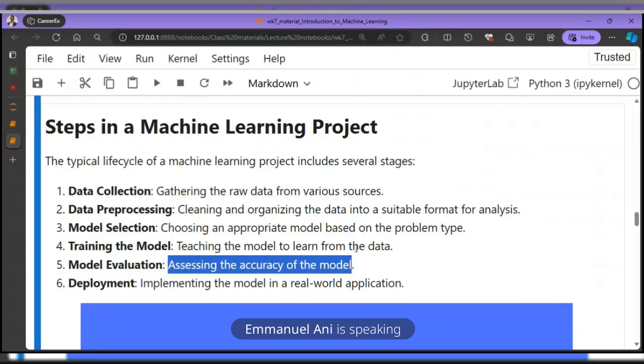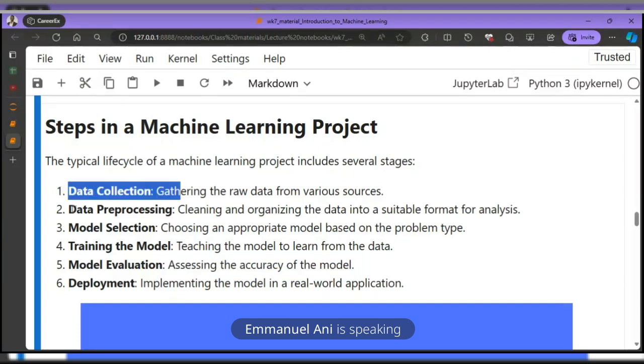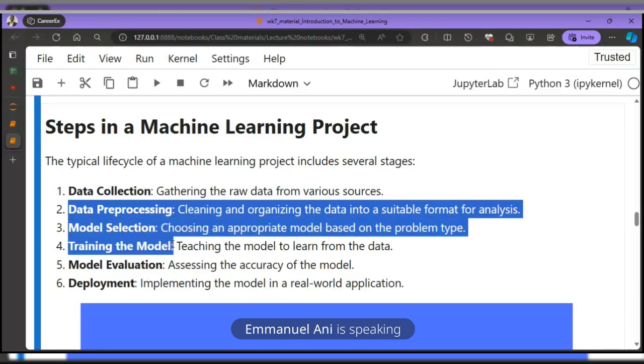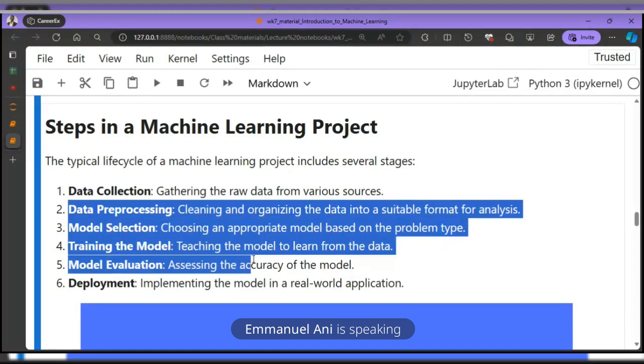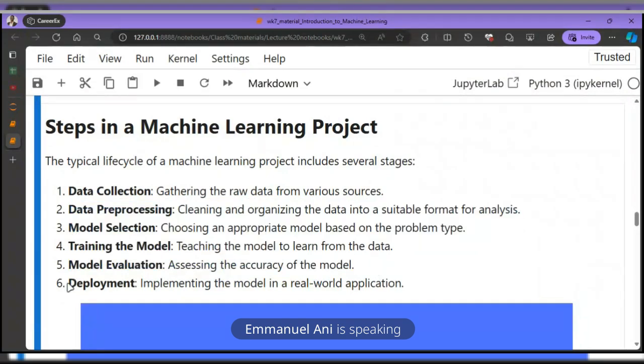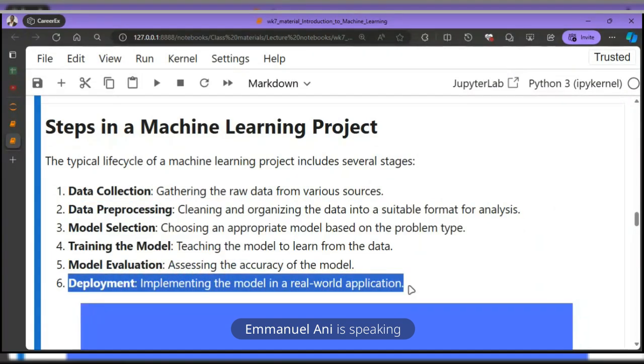All these steps, we're going to be looking at them, right? Aside from data collection: from pre-processing to model selection to training the model to model evaluation. These four steps, we're going to be looking at them in the course in the next weeks, to the end of the program. Deployment is usually the last step of a machine learning project. This is where you now deploy the model to be used by people all over the world.